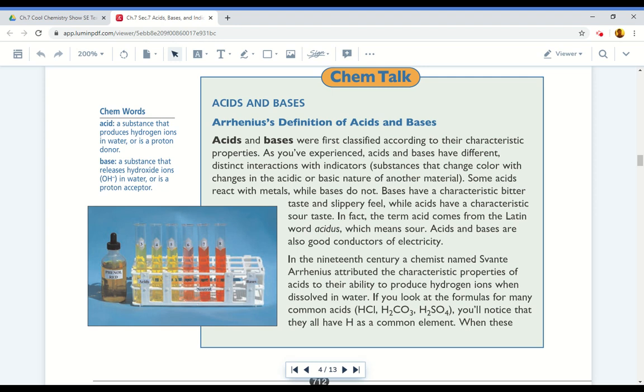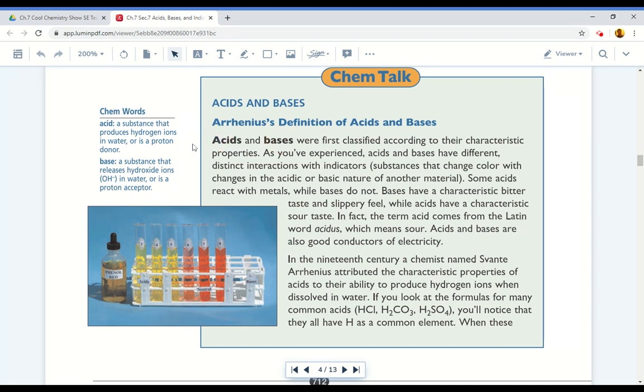Section 7. Acids, Bases, and Indicators. Colorful Chemistry. Chem Talk. Acids and Bases. Arrhenius' definition of acids and bases.